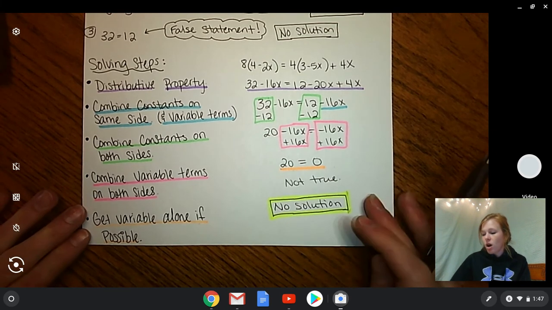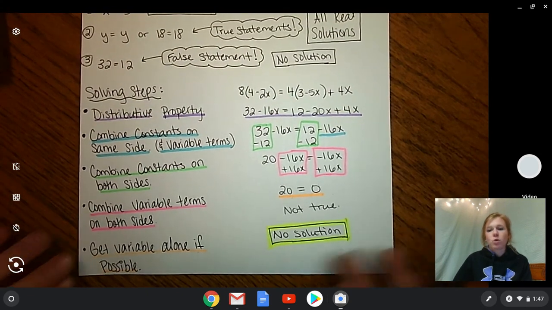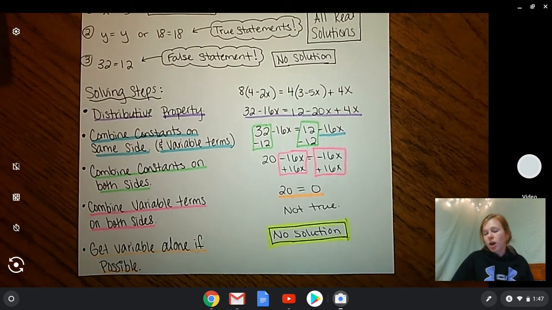So there are my steps for solving a multi-step equation, and I hope these notes have helped you clear some things up and better your vocabulary when working with these equations.